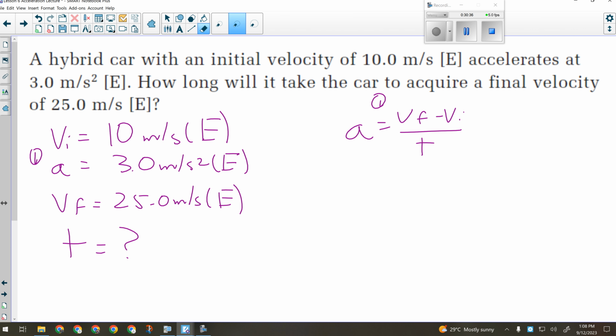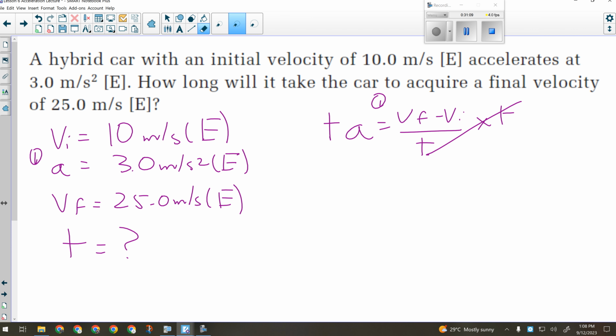I want to solve for t. Right now, it's on the bottom of the equation. I need it on the top, so what do I have to do with it? I need to move it to the other side of the equation. Right now, I'm dividing by t. If I want to move it, I'm going to multiply. So I'm going to multiply both sides by t.